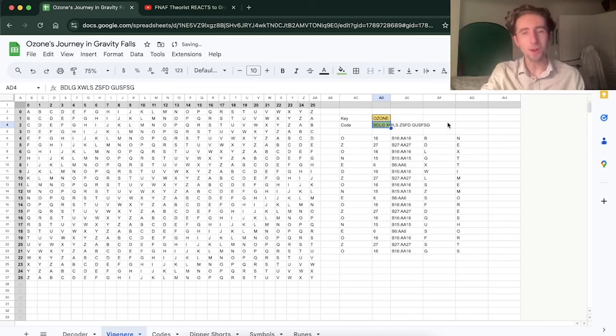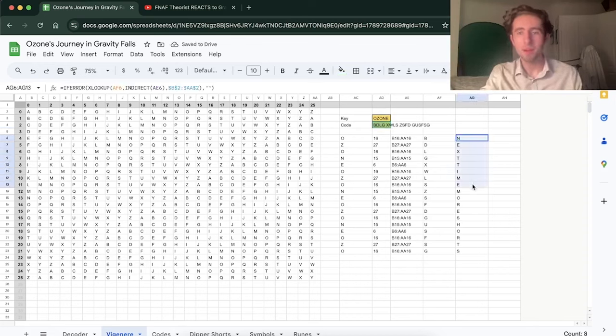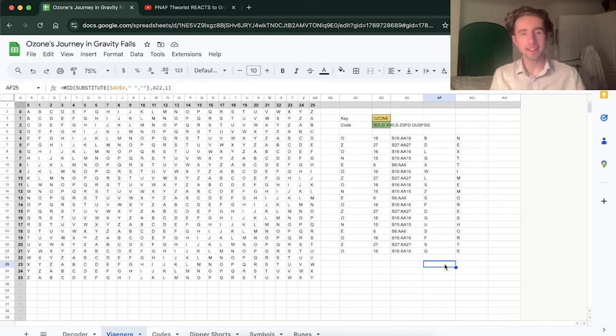ta-da, it works. Next time, more shorts. And I genuinely had loads of people get that in the comments, which, well done, because I thought it was pretty well hidden, so I need to up my game a little bit.